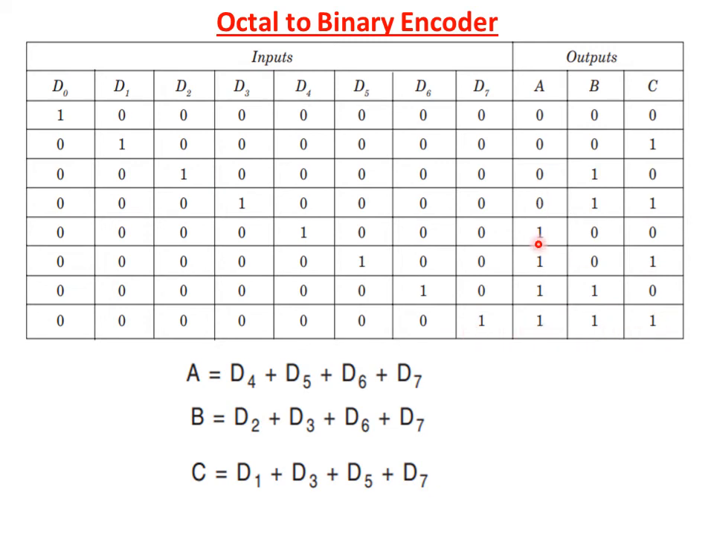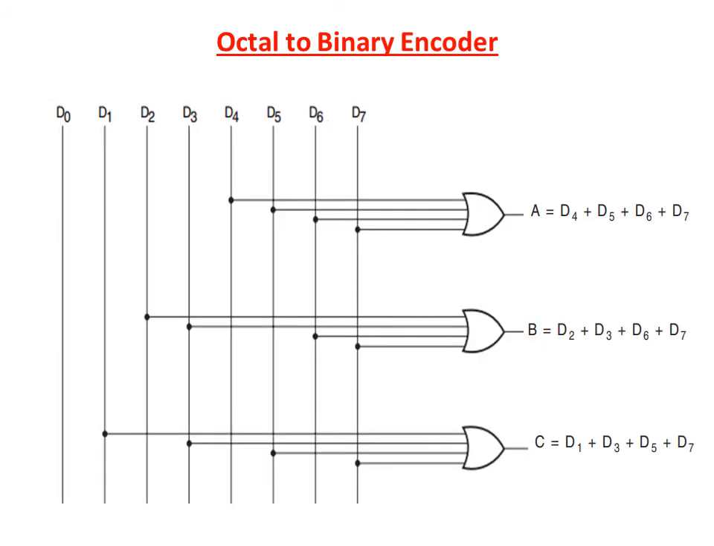Now the output for A has these combinations: D4, D5, D6, D7. So the output is D4 plus D5 plus D6 plus D7. Similarly for B, for this combination the inputs are D2 plus D3 plus D6 plus D7. For C, it's D1, D3, D5 and D7. So this is the logical expression representation for A, B, C outputs. And for the A, B, C outputs, we got the logic diagram.